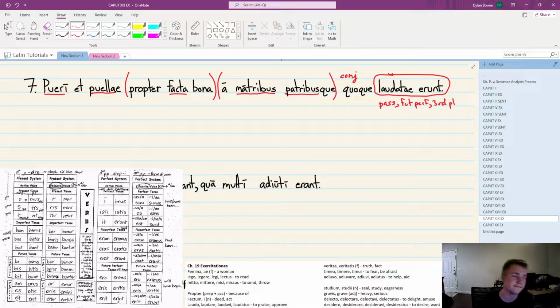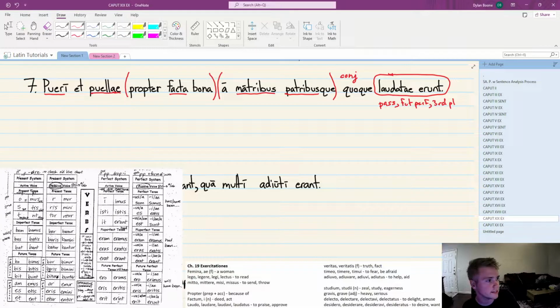The question here is, why do we have AE? Well, the AE is referencing one of our subjects. Which one does it look like? Our subjects here are either pueri or puellae. Those are the only nouns that we have. It looks like puellae, and that is what it's referencing off of.